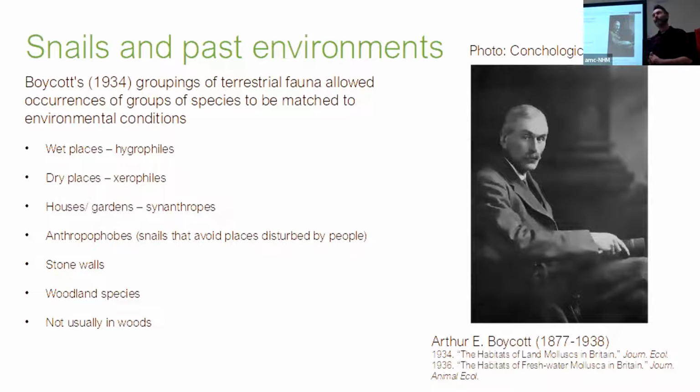Another key development of the pre-war period, the 1920s and 1930s, was beginning to form a systematic understanding of the ecology of the species that we have in Britain. And it was work that had been done on this that enabled A.E. Boycott in 1934 to present a paper to the British Ecological Society about the habitats of land mollusca in Britain. And in this, he grouped species into ecological groupings.